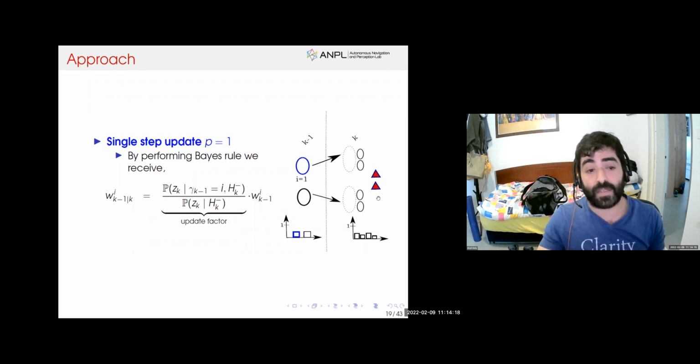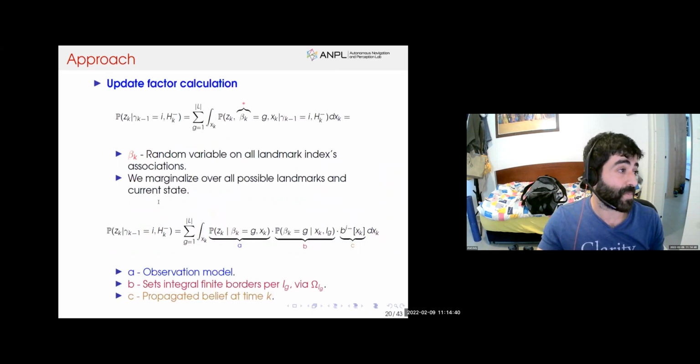With a little of the mathematics, we actually see that by extracting the measurement and performing Bayes rule, we retrieve the following multiplication. We get actually the original weight, which we wish to evaluate, multiplied by a factor which we note as the update factor. In order to calculate the update factor, the initial part, we would like to do the calculation of the denominator. How do we do that? We need to do a marginalization on all possible landmarks and the robot poses at current time, which we see actually here.